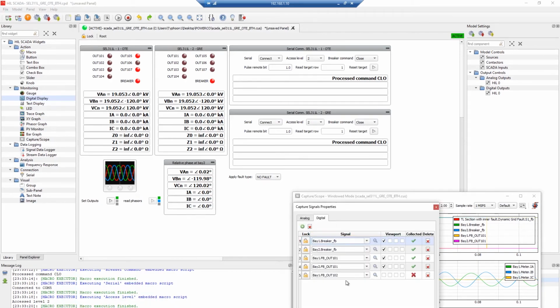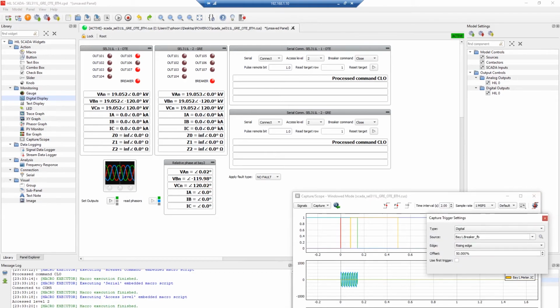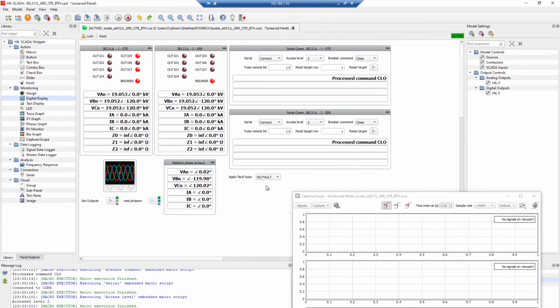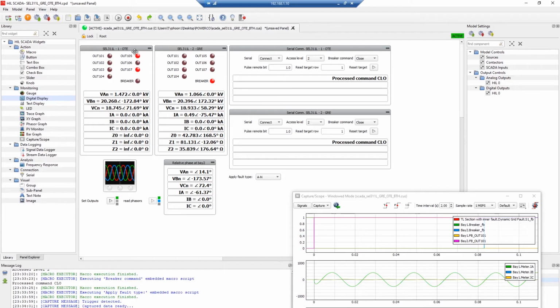So now let me just set that feedback from the fault. I'll set it here once more. Rising edge 50%. Prepare the trigger. And this time I'll start with the fault on phase A to ground. We can see that only the relay on bay number 1, or the relay closer to the source, operated.